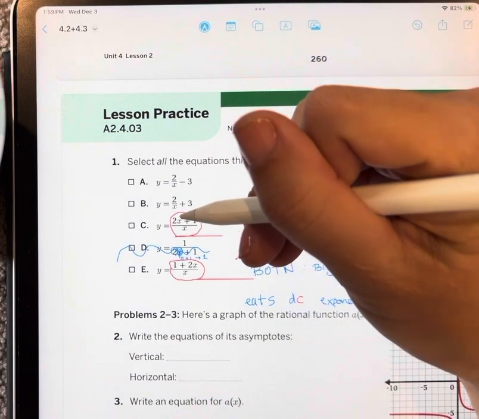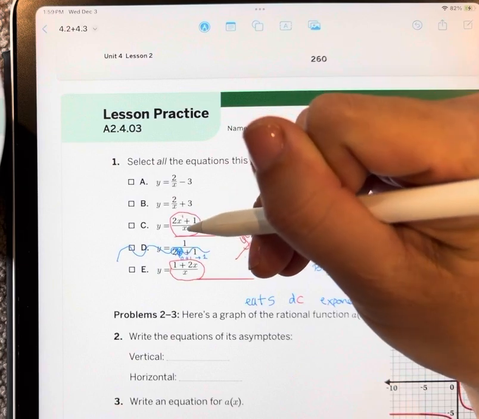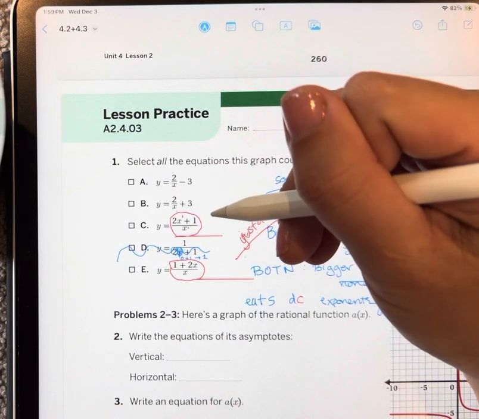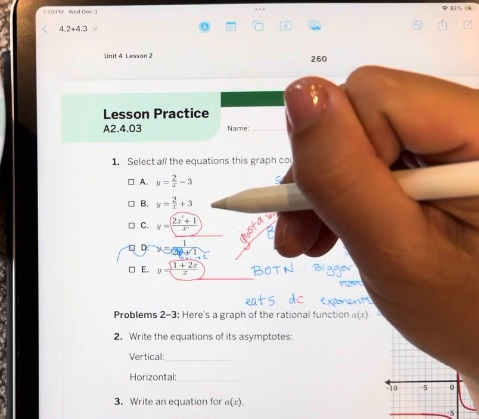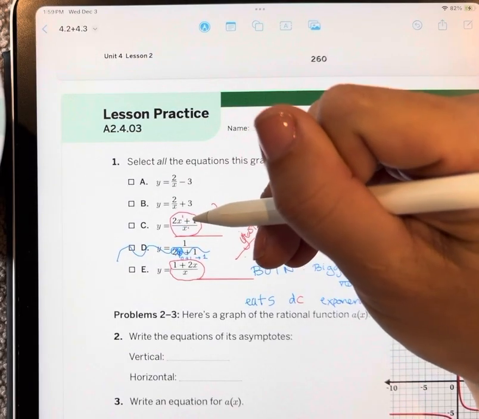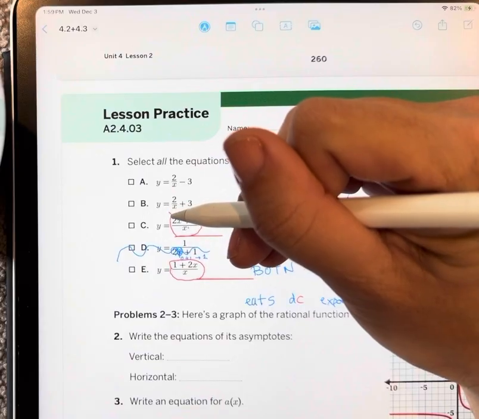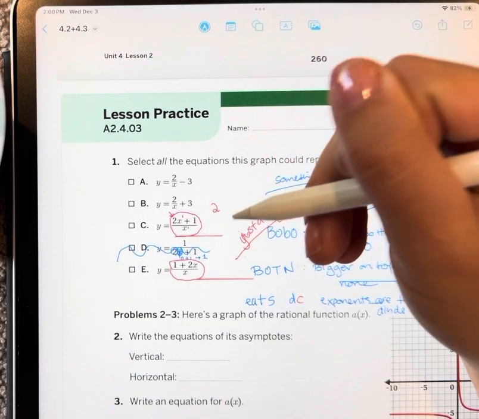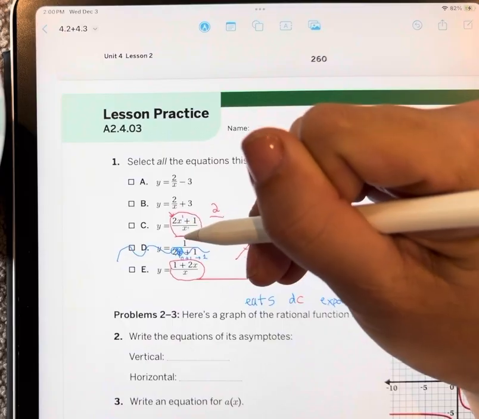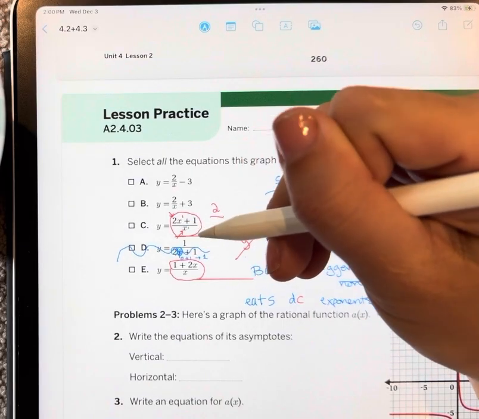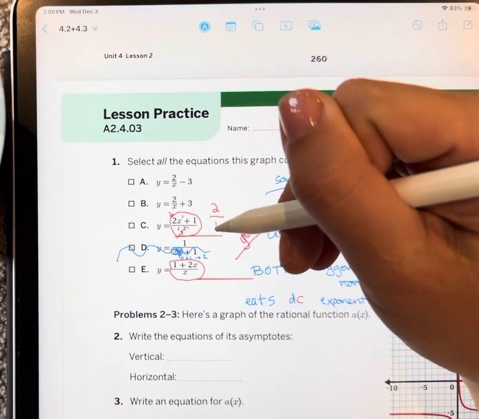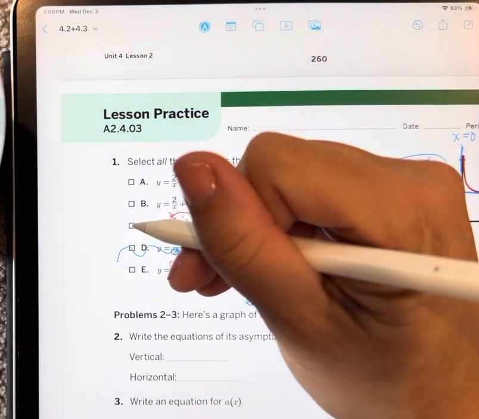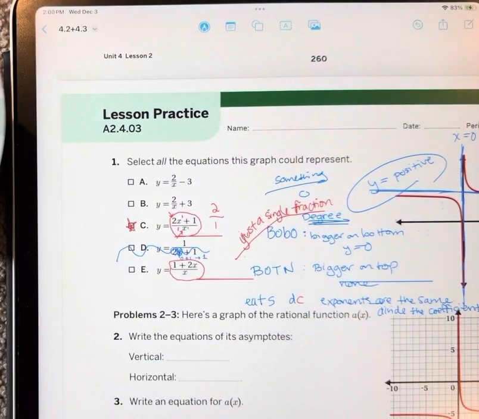So let's go see. The degree of the top here is 1. The degree of the bottom is 1. So they are the same. So we take the coefficient of the top one, which is 2. Not the 1. We only want the coefficient of the term that determined the degree. So 2. And we must divide it by the coefficient of the bottom term, which is 1. 2 over 1, which is a positive number. So this is totally a possibility.